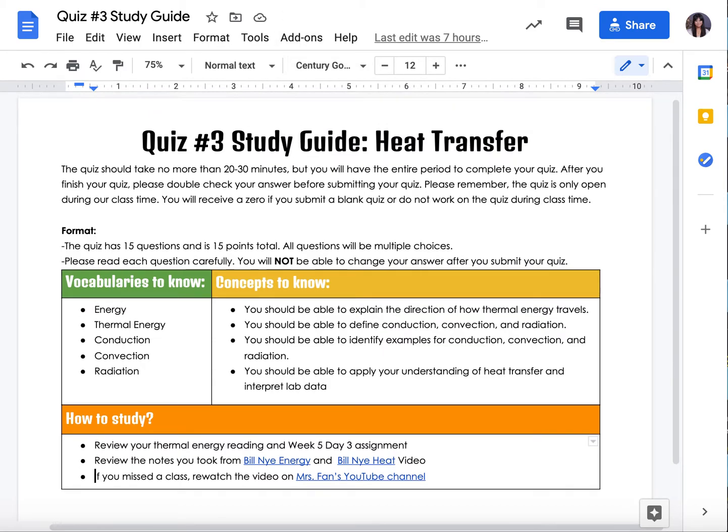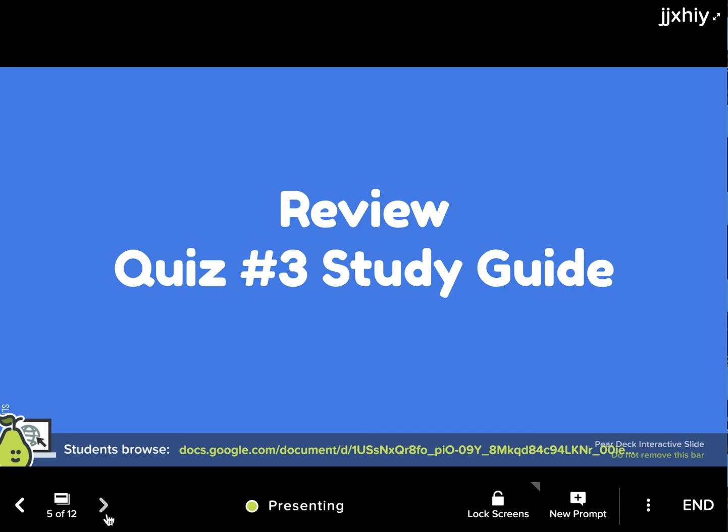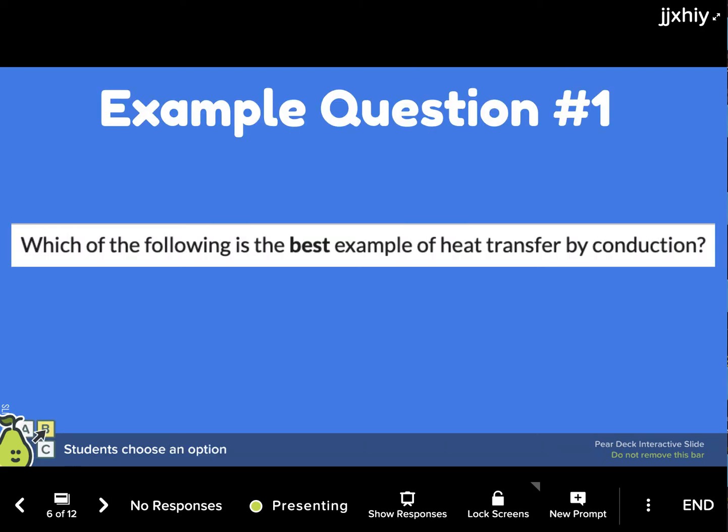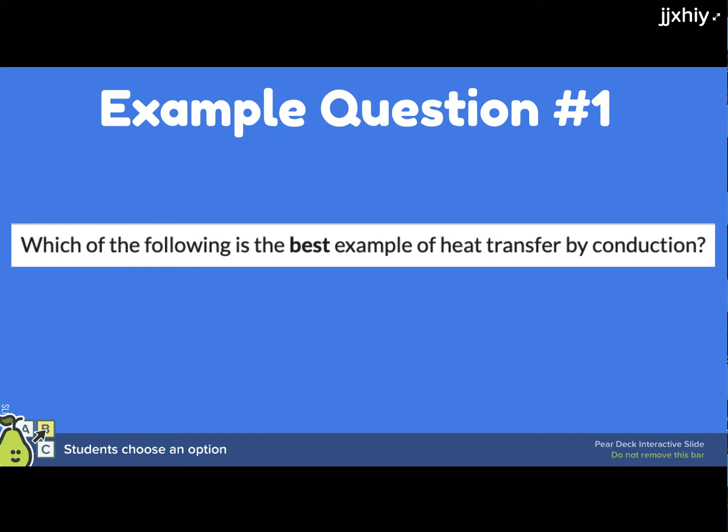Alright, with that, let's take a look at 2 sample questions. Sample question number 1. Which of the following is the best example of heat transfer by conduction? Take a look again. Which of the following is the best example of heat transfer by conduction? What do you think? What is conduction? Think about what conduction means. Let's take a look at the answer choices.